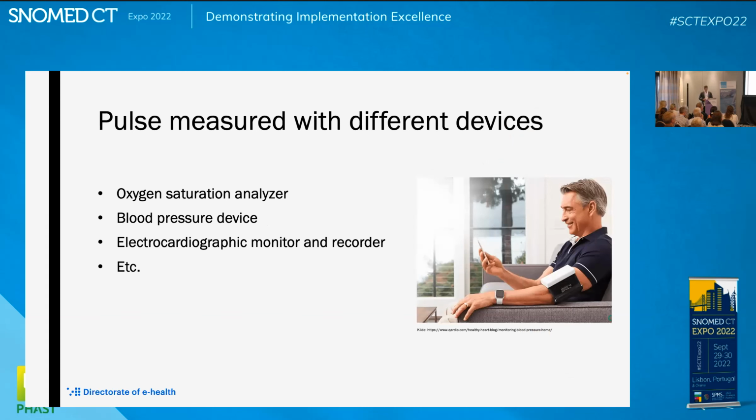One difference could be the difference of device. You could use an oxygen saturation analyzer. You could use a blood pressure device to measure pulse. Or you could use an electrocardiographic monitor and recorder. That, however, would measure heart rate, not necessarily pulse. So devices can be very different when you try to say something about the patient's pulse.